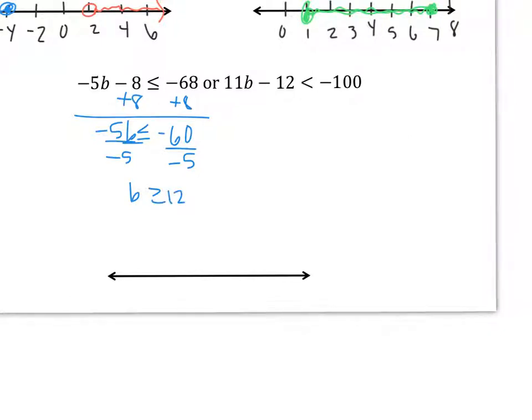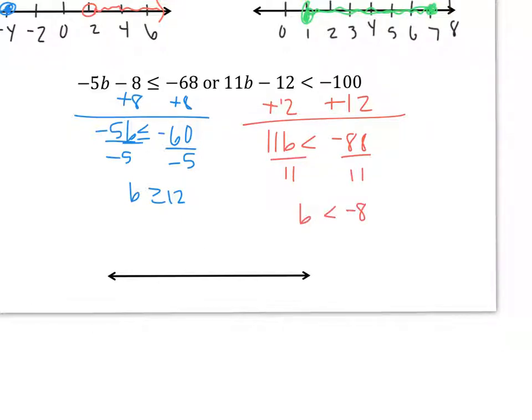Second inequality, I'll go ahead here and add 12. And I get 11b is less than negative 88. Divide by 11. B is less than negative 8. So here I have something that's greater than 12, but less than negative 8. So this definitely will be a gap in the graph and an OR statement. So I'll go ahead, make my number line appropriate here, go up by 4s. And I have B is greater than or equal to 12, filled in circle going to the right, and less than negative 8, so an open circle shading to the left.